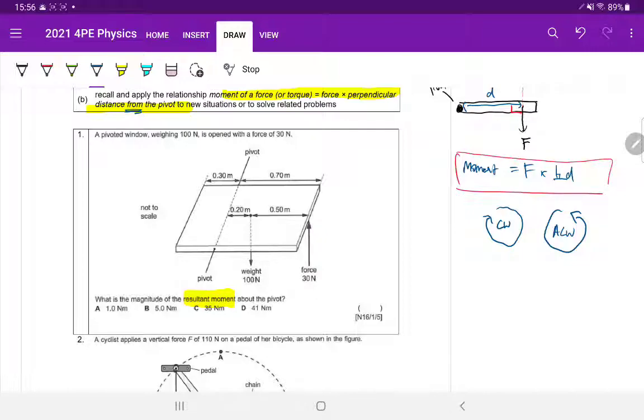What's the moment of the applied force? Which direction is this about the pivot? The pivot is here, the force is here. Can you see that this is an anti-clockwise direction? So the anti-clockwise moment equals 30 times the perpendicular distance. What is the distance from the line of action of the force to the pivot? It's 0.2 plus 0.5, so it's 0.70, and then you would get 21 newton meters, right? What's the clockwise moment due to the weight?